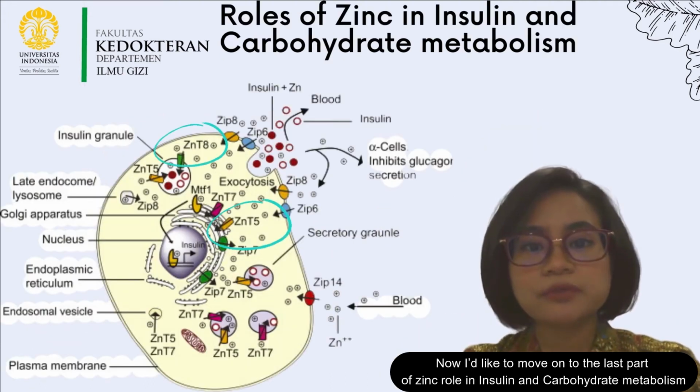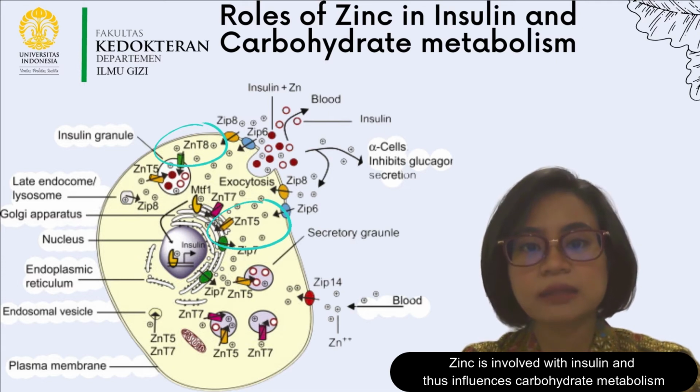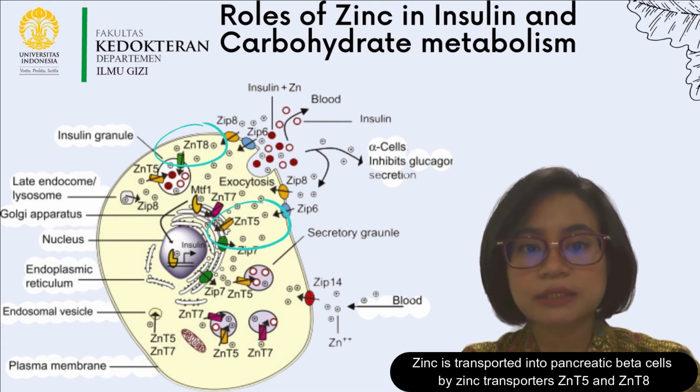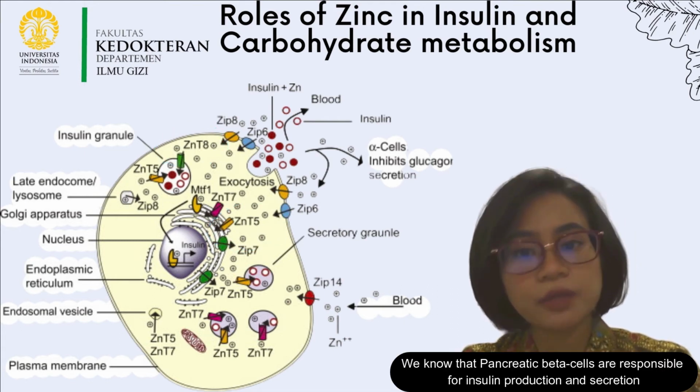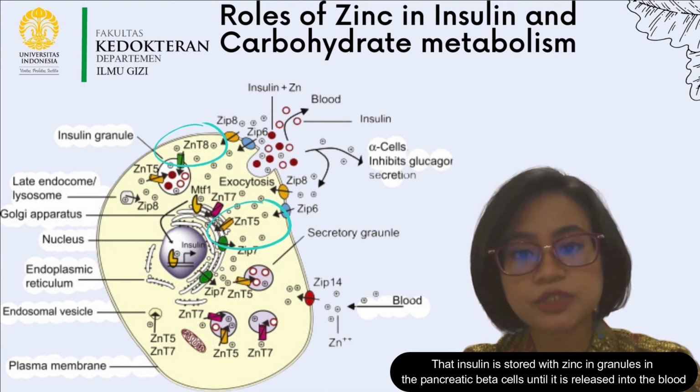Now I'd like to move on to the last part of zinc's role, in insulin and carbohydrate metabolism. Zinc is involved with insulin and thus influences carbohydrate metabolism. Zinc is transported into pancreatic beta cells by zinc transporters ZnT5 and ZnT8. We know that pancreatic beta cells are responsible for insulin production and secretion. That insulin is stored with zinc in granules in the pancreatic beta cells until it is released into the blood.